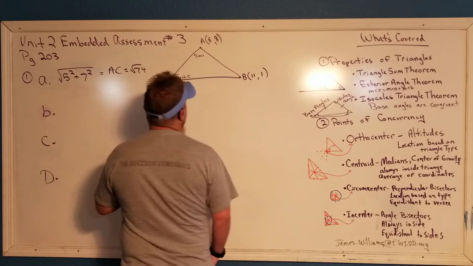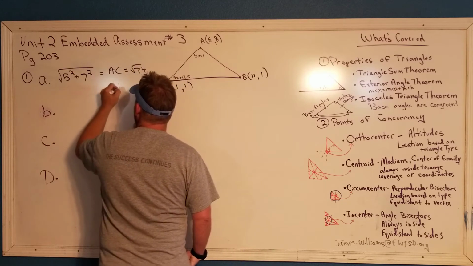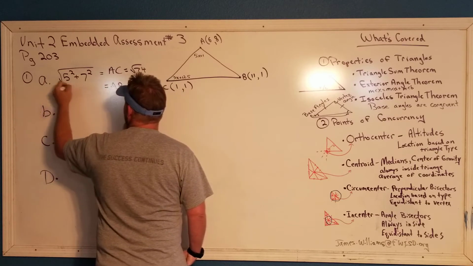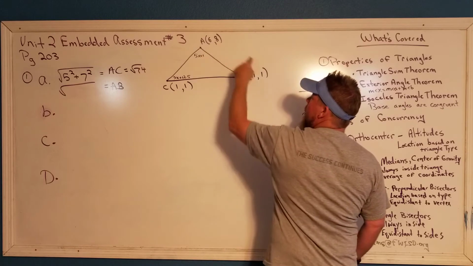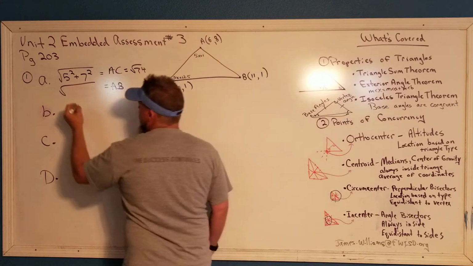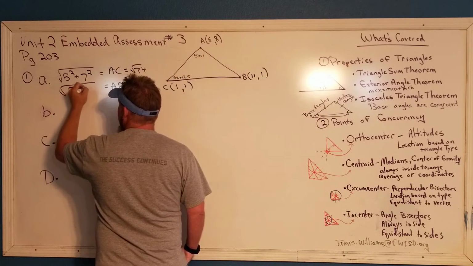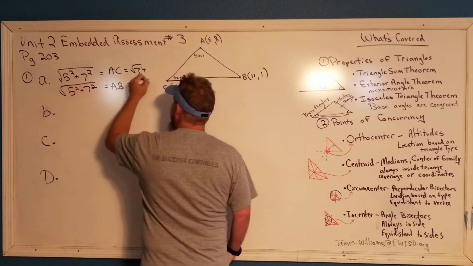Now, let's talk about AB. So let's go ahead and do AB. And so what would I use for AB? Well, I'm going to go from 6 to 11, change of 5, 8 to 1, change of 7. So notice I get the same thing, 5 squared plus 7 squared. So I'm going to get square root of 74.